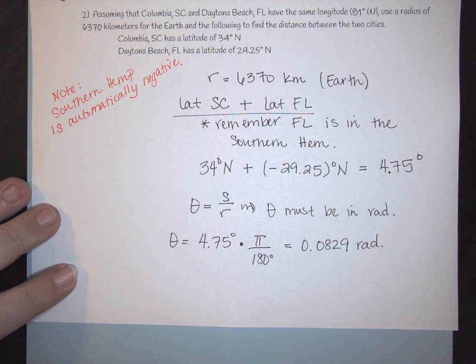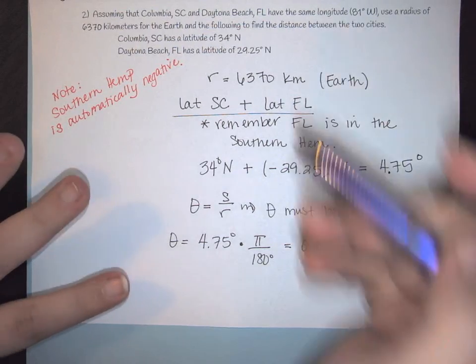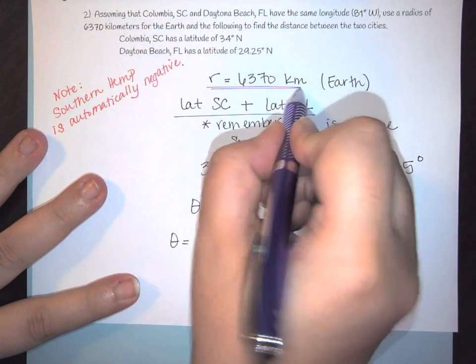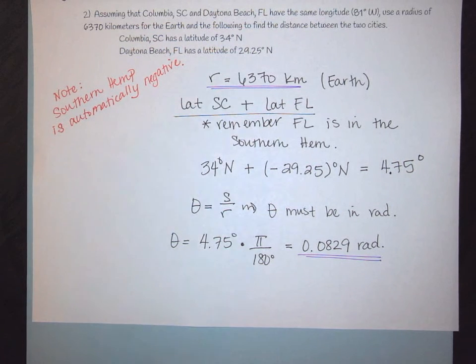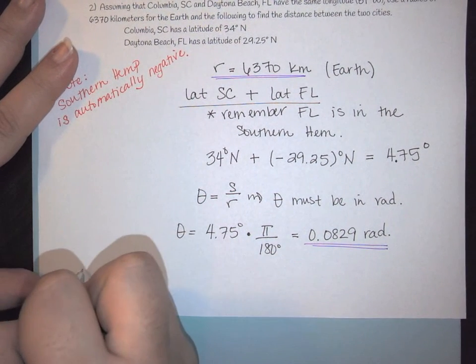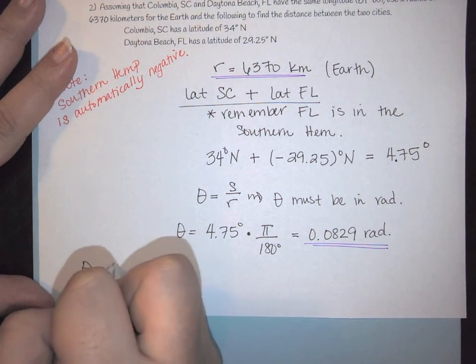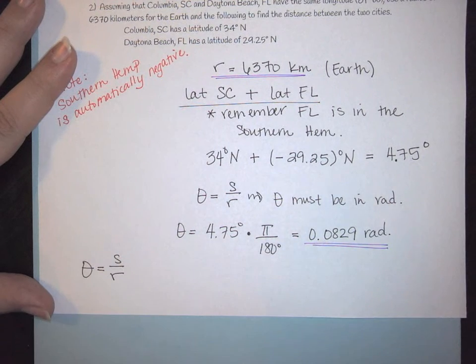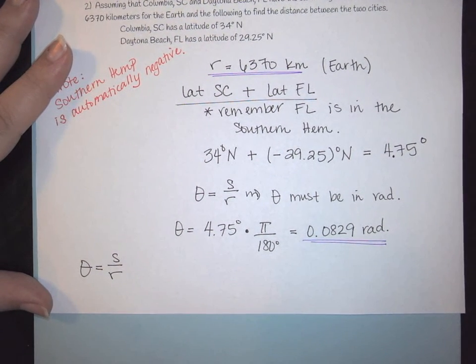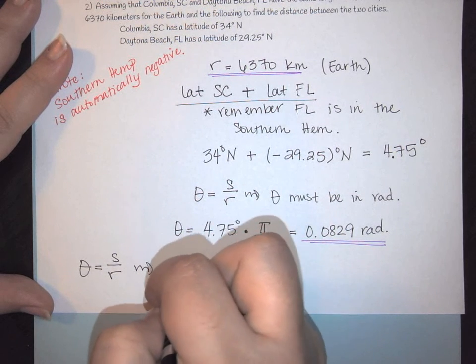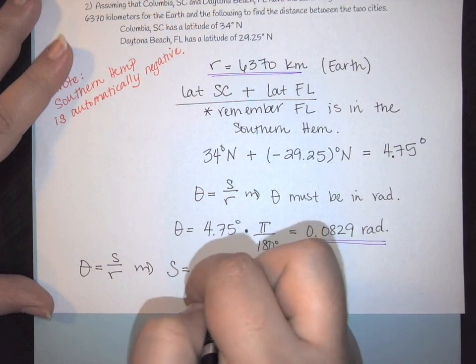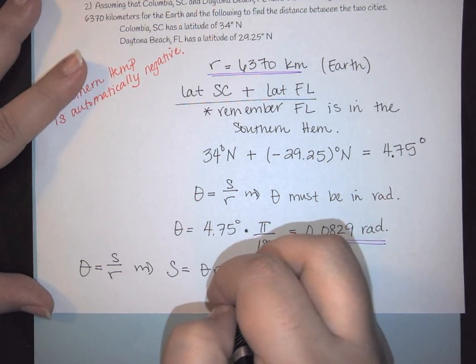So if you look at what we have, our radius here, we have a theta here. The only thing that's missing is the distance, which is what we wanted to know. So to find it, again, we're going to go back to our formula, which says S over R. The part that's missing is S, so I'm going to go ahead and multiply everything by R. So I get that S is equal to theta times R.